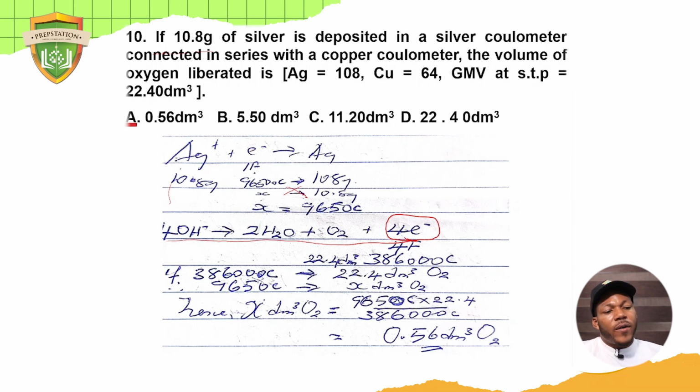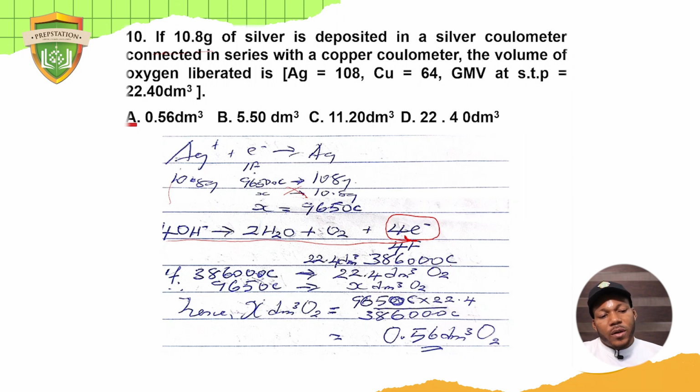So now if 1 Faraday is 96500 coulombs, what will 4 Faradays give you? Simply multiply 96500 by 4. If you do that, you're going to have 386,000 coulombs. So what is the standard volume of a gas? Even if you're not given, know that it is always 22.4 dm cube or 22,400 cm cube. But here you are given in dm cube. So now your question is, what is the actual volume of the specific gas here? They mentioned oxygen.